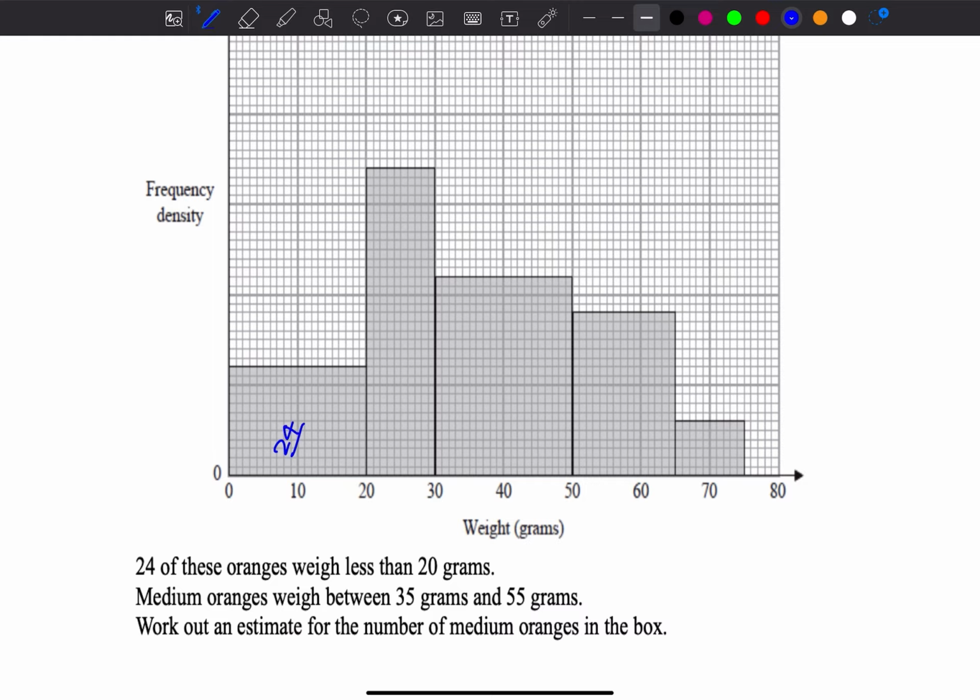So what do you do? Divided by 20. Which is 1.2. So you know this is, that's 1.2. So that's 1. That's 2. That's 3. That's 4. You want between 35 and 55. 35, where is it? 35 is here. And 55. 50. That's not 35.